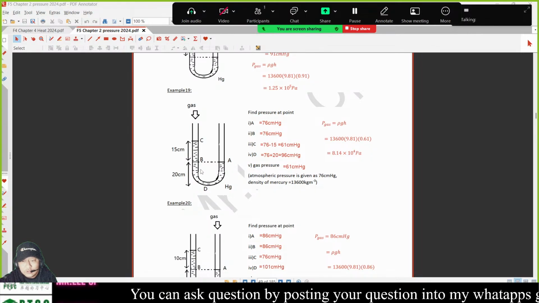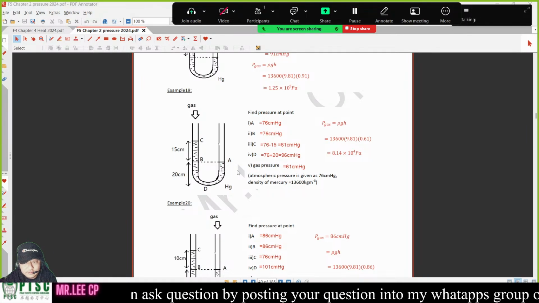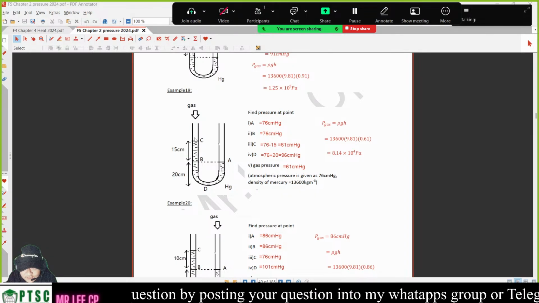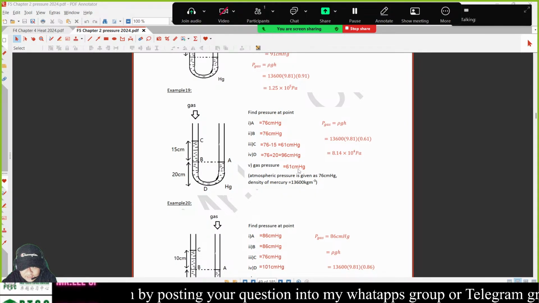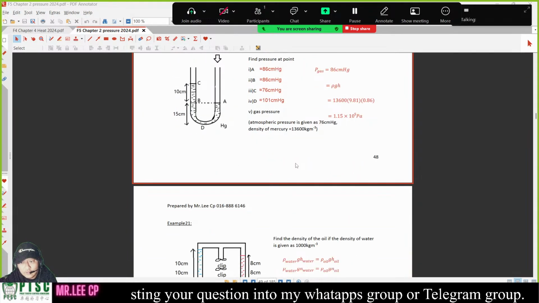Want to change to Pascal? Rho GH. Alright. So, gas pressure is here. So, gas pressure is C. C. Okay. Make sure you know how.